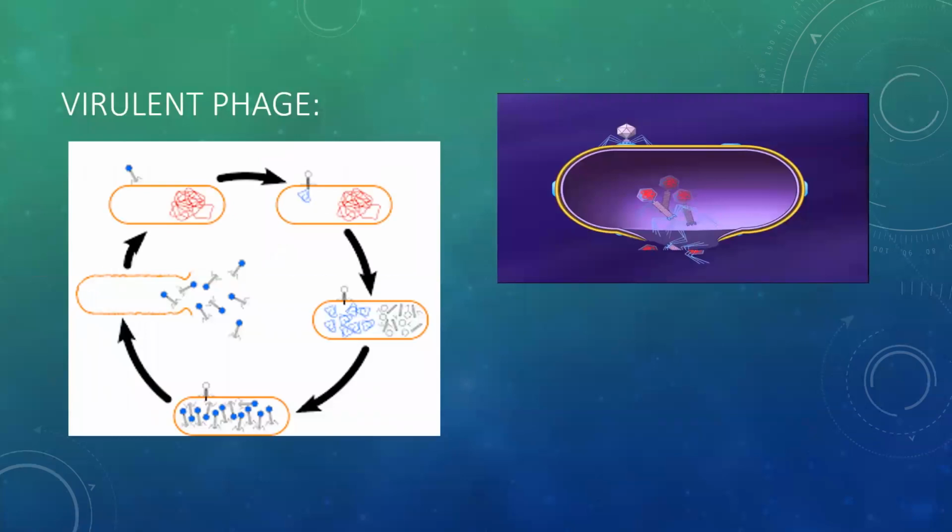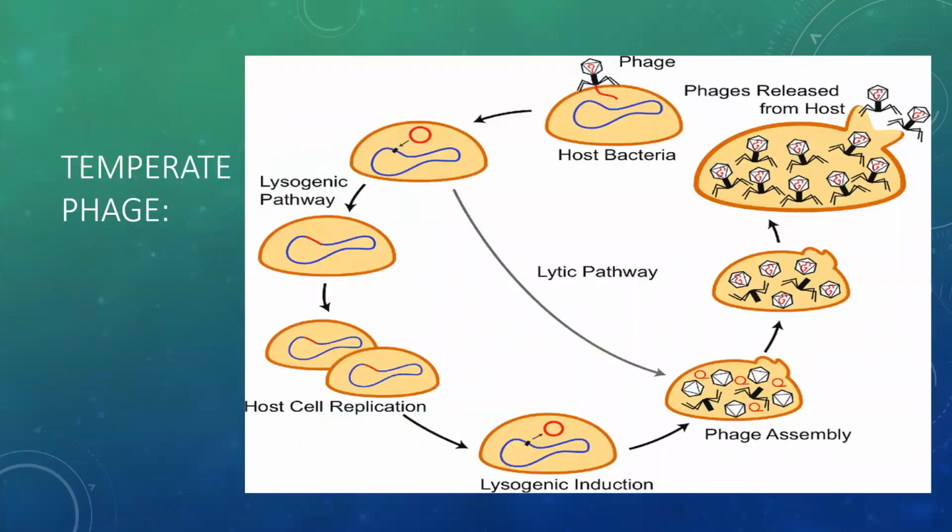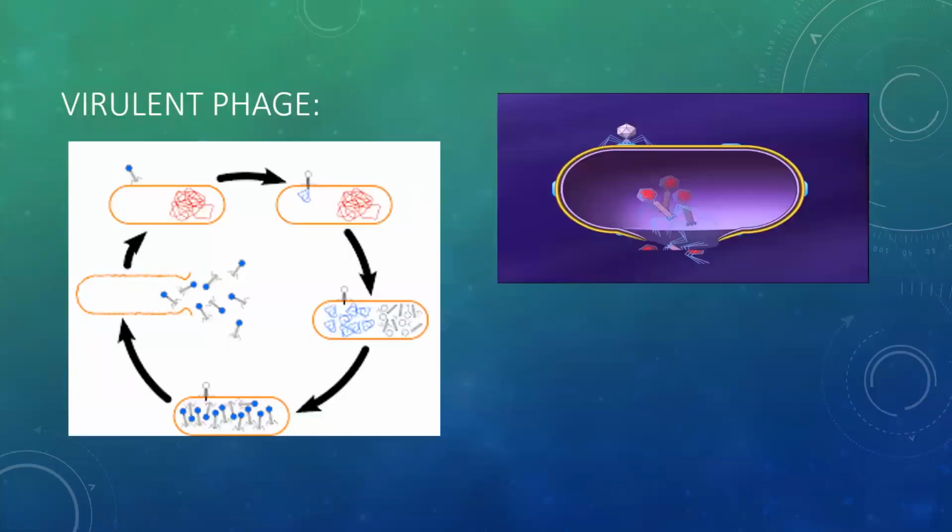When the viral genome is inside the bacterial cell, the phage may be virulent, and we call this a virulent phage, or it will remain silent for some time, and we call this a temperate phage. That is, virulent phage and temperate phage. Virulent phage has the ability to cause infection and eventually destroy the bacterial cell.